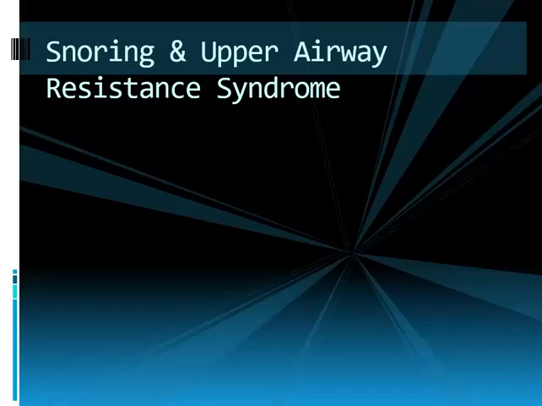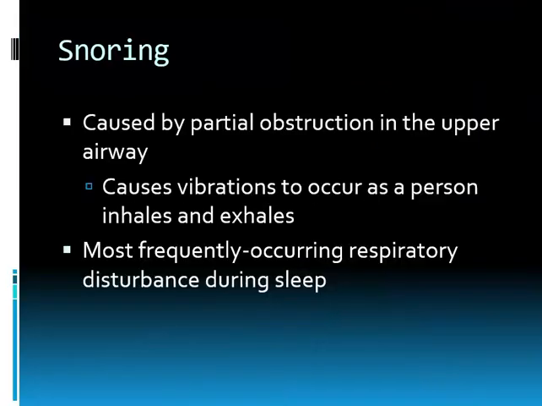that I changed how I explain OSA to encompass the whole umbrella of what OSA entails, and that includes snoring and upper airway resistance. So, snoring is caused by a partial obstruction in the upper airway, which causes these noisy vibrations that can occur during inhalation and exhalation. Typically it occurs mostly during inhalation. In some patients, it can occur during both, but it is the most frequently caused respiratory disturbance during sleep.